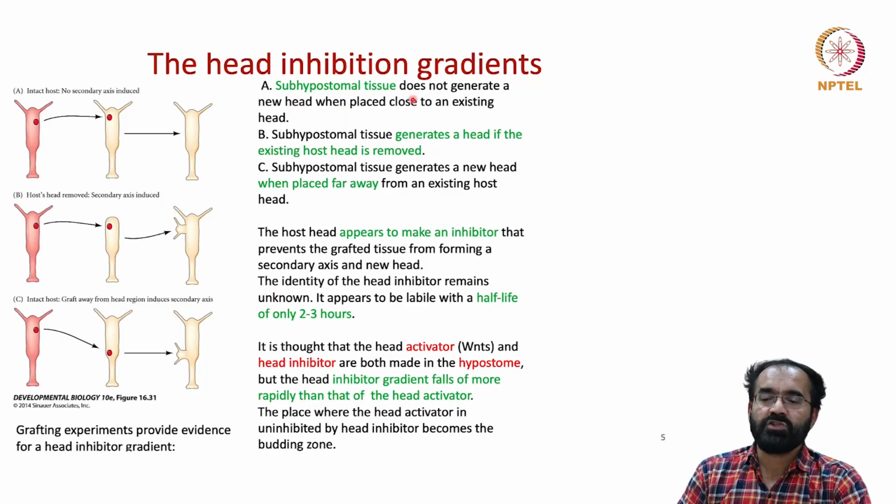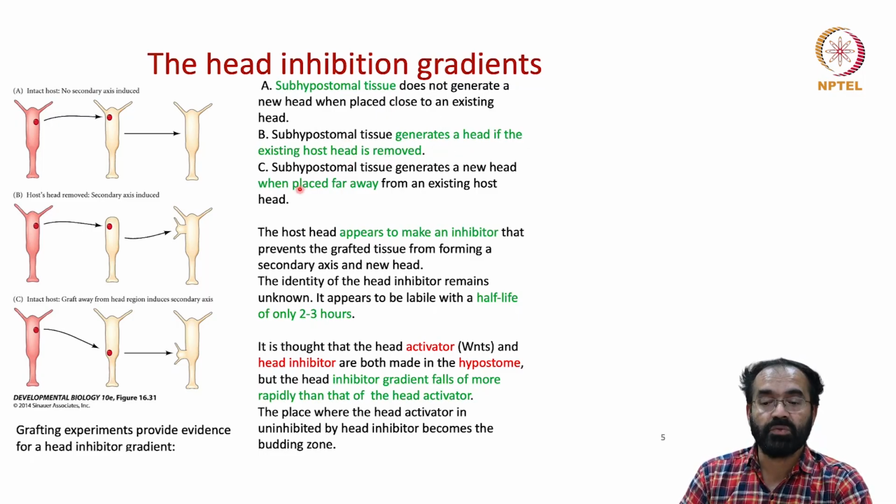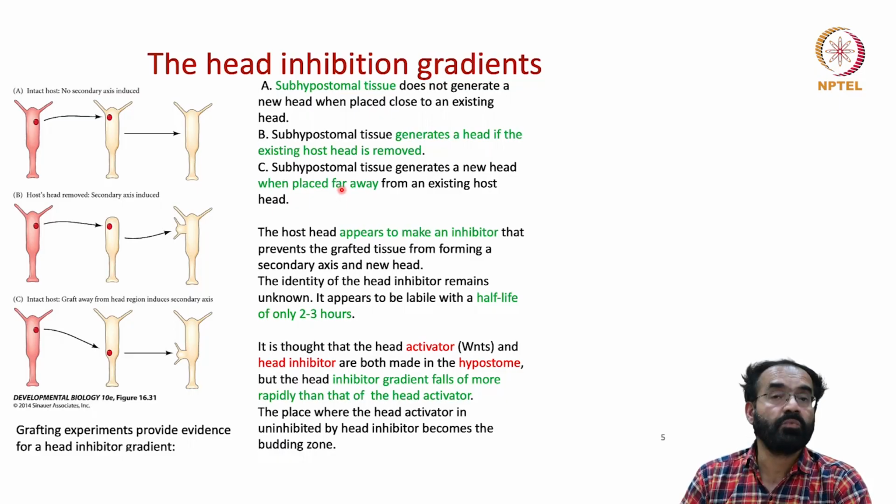So subhypostomal tissue does not generate a new head when placed close to the existing head. That is the top panel. In the B panel, subhypostomal tissue generates a head if the existing host head is removed. And third, the subhypostomal tissue generates a new head when placed away from the existing head. That means closer to the head, there is a zone of no response, a zone of surveillance from the existing head. It does not want one more head.